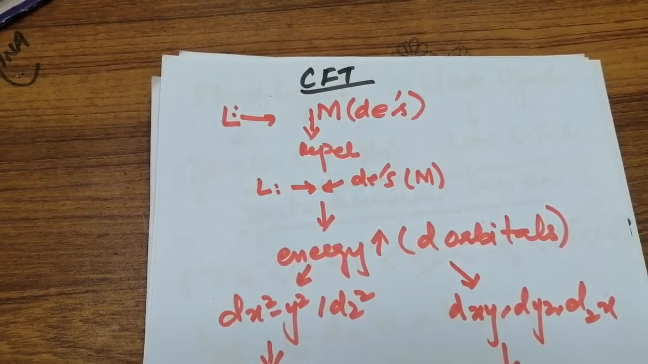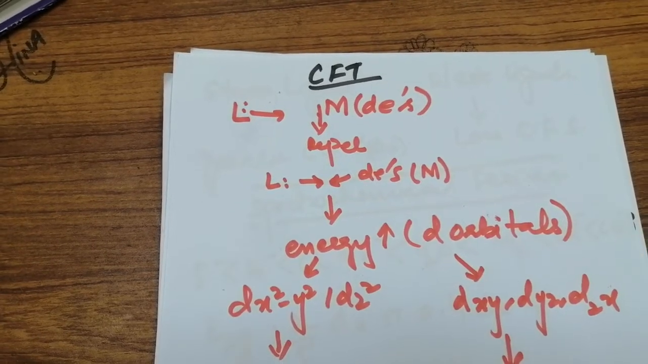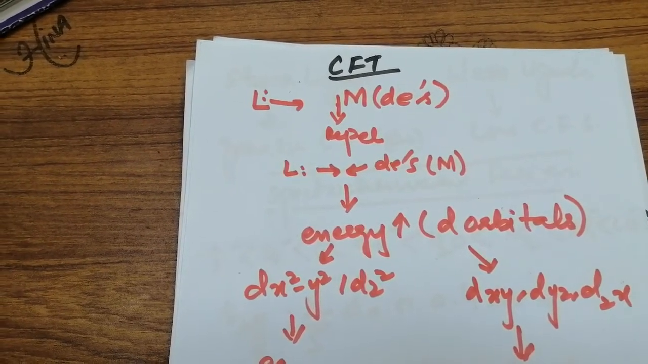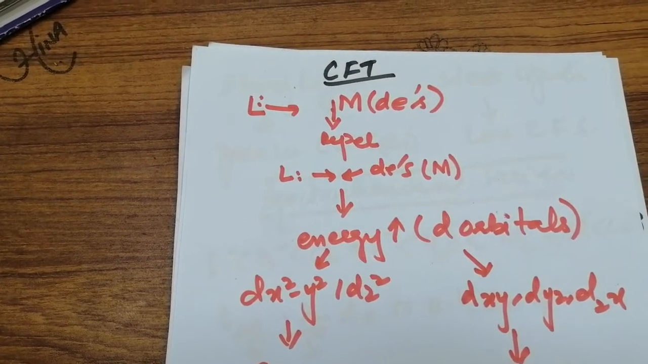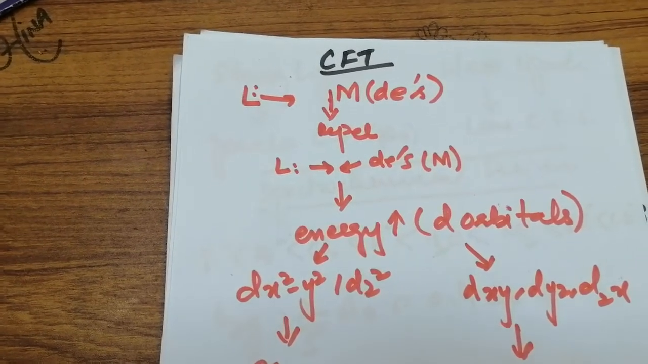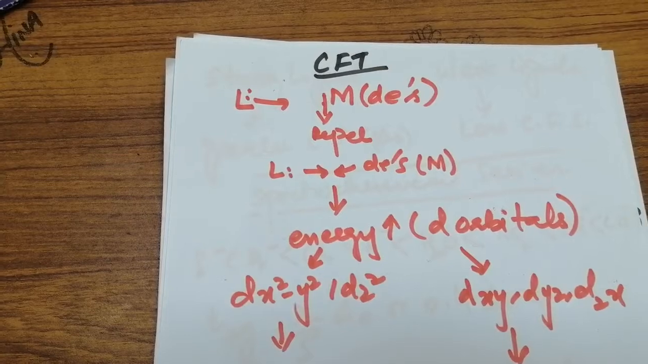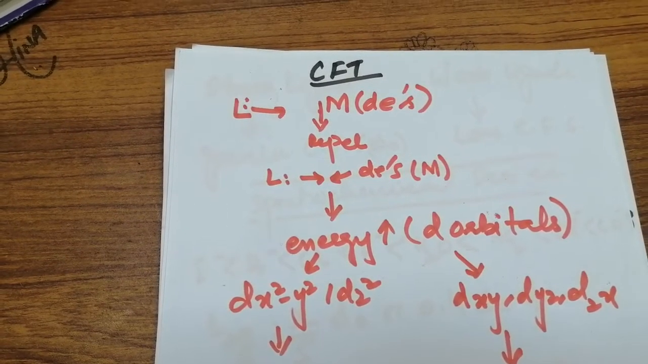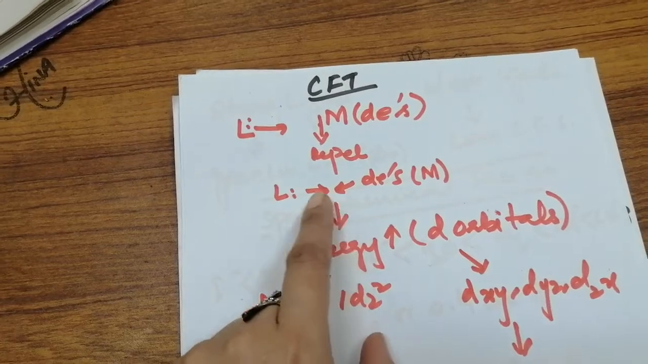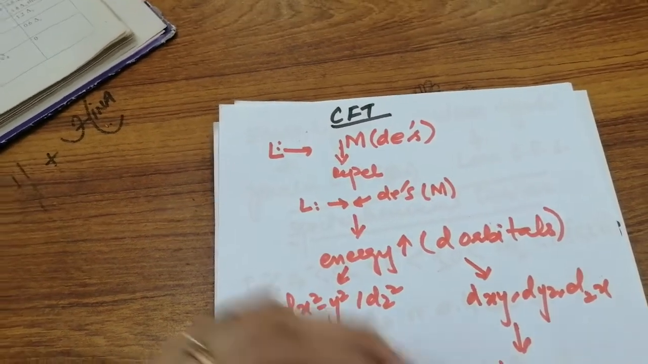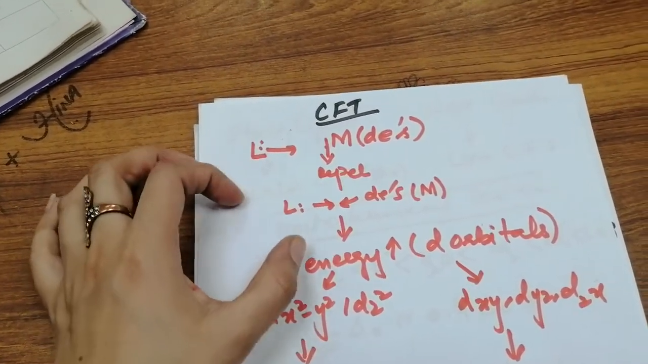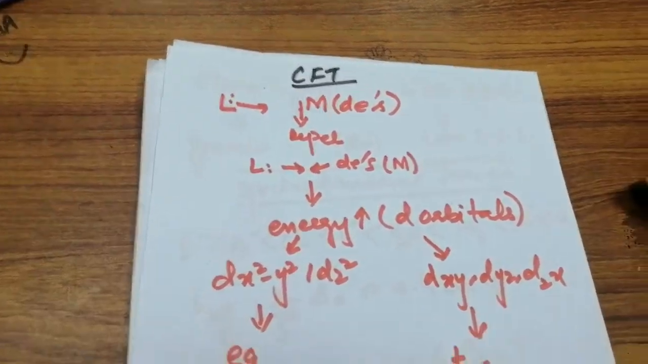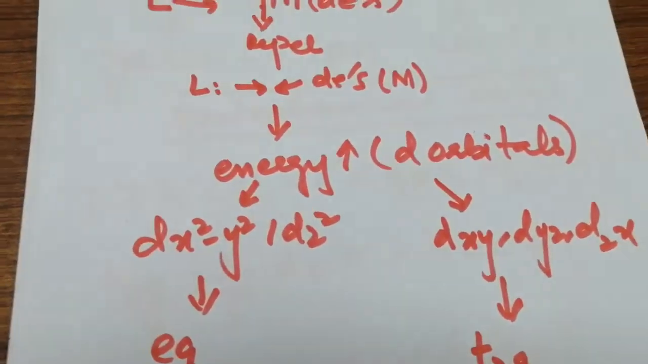It's electron rich, and the metal also has orbitals to accommodate those electrons. So there is a repulsion between the electrons of a ligand and the electrons of the metal. This is the sign of repulsion, they repel each other, and because of this repulsion, ultimately the energy of the d orbitals will increase, and they split into two categories.